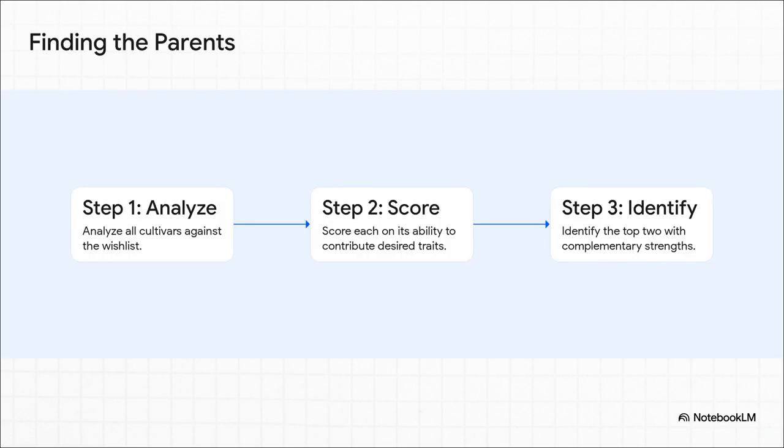This system then just churns through the entire database, comparing every single lettuce against our wish list and scoring them. And here's the really smart part. It's not just looking for the 2 best lettuces overall. No, it's looking for 2 parents that have the best complementary strengths, the perfect partners to create something even better.